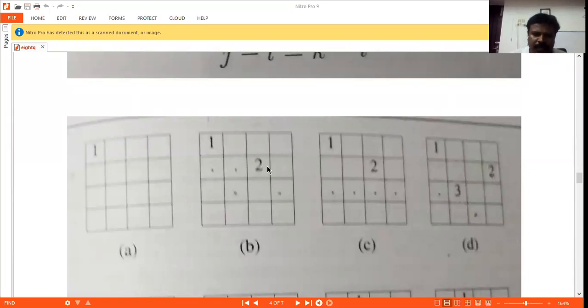Then if you place the second queen in the third column, and the third queen here, it will be attacked by queen 1. If you place it here, it will be attacked by queen 2. If you place it here, it will be attacked by the same queen 2 because of the same column, right? So if you place it here, it will be attacked.